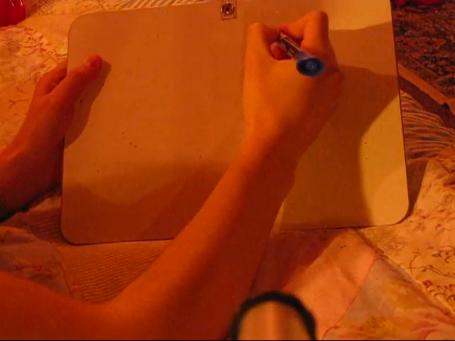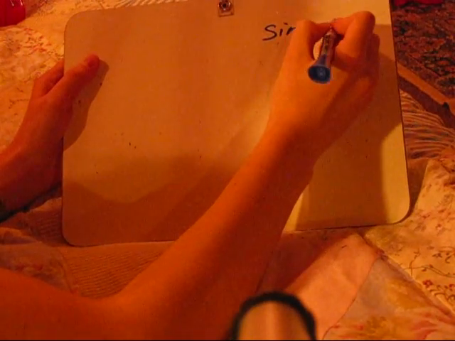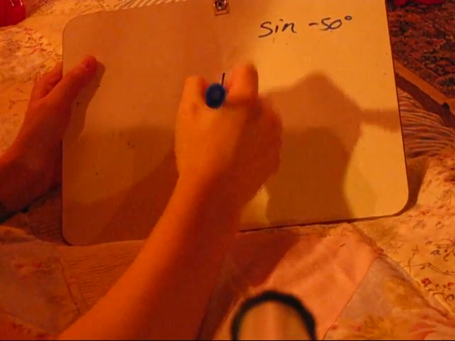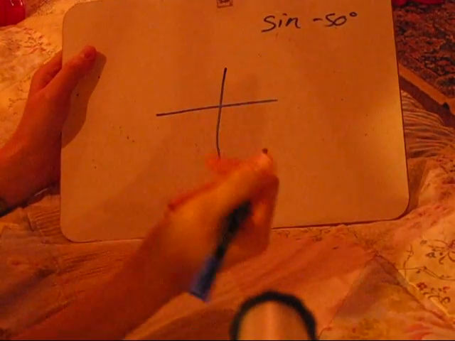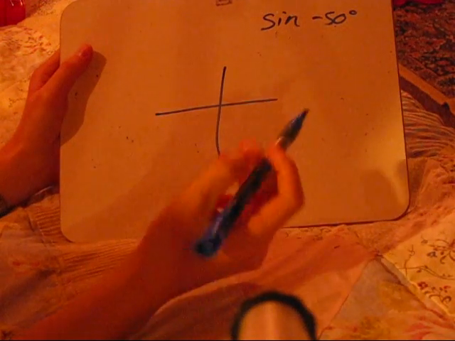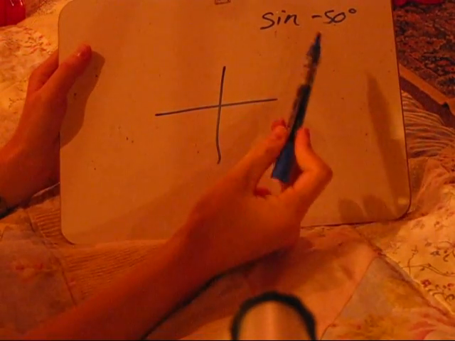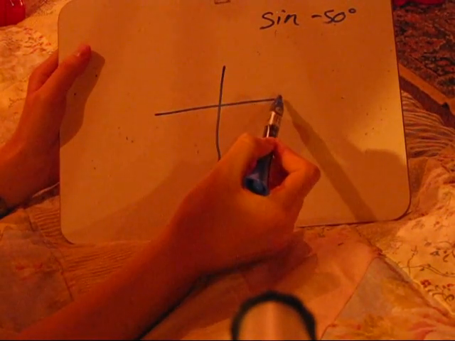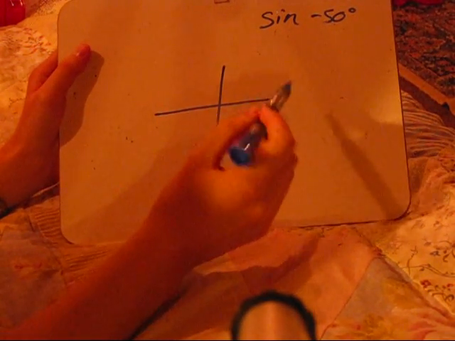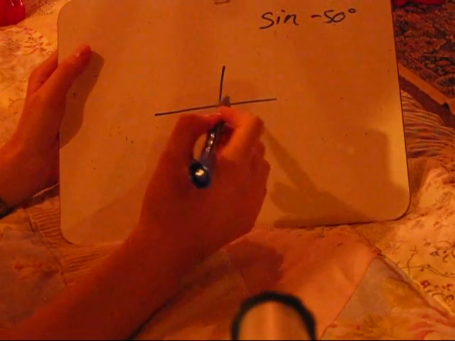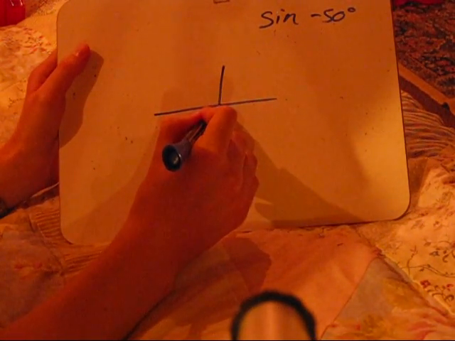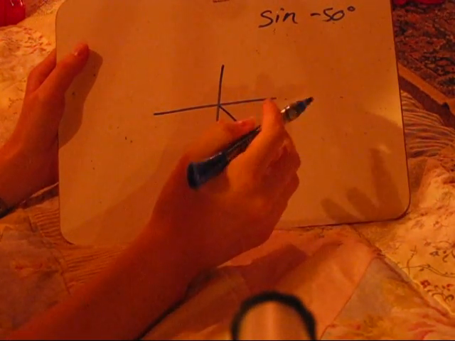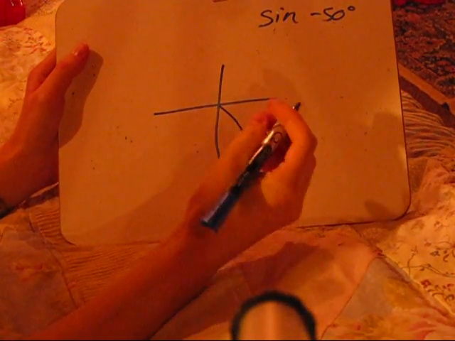So let's do a couple problems. The first one we'll do is sine of negative 50, or yes, 50 degrees. And the first thing we have to do is figure out what angle is negative 50 degrees. Now, if we were going counterclockwise, it would be positive. But since it's negative, we know that we're going clockwise. And 50 degrees is not quite halfway through this quadrant. 45 degrees is halfway, so it's a little bit more than halfway.